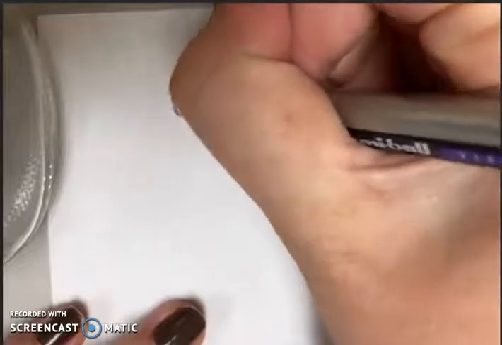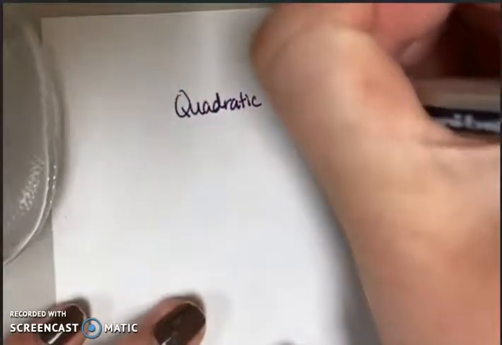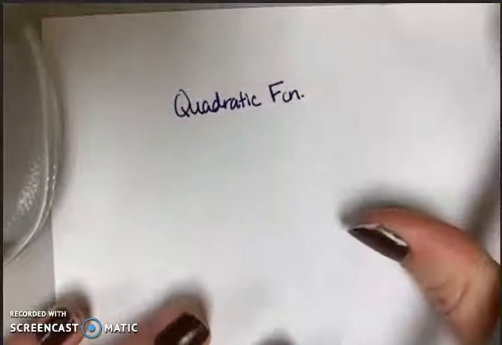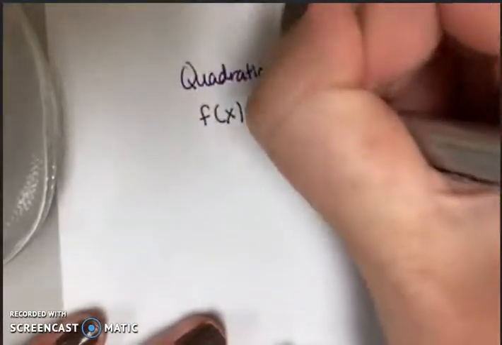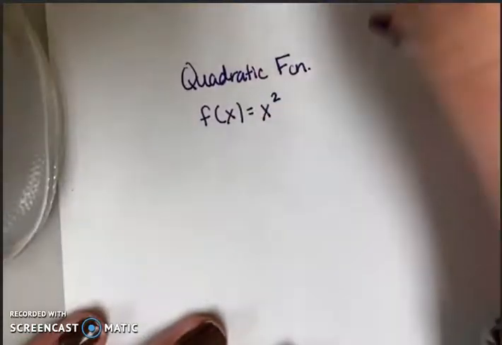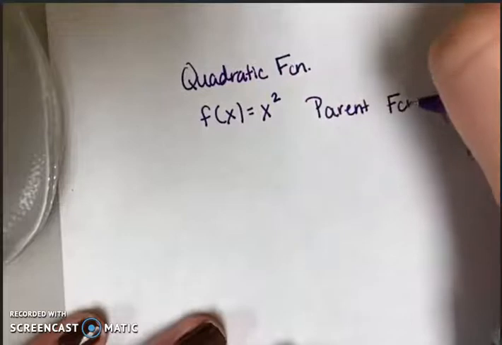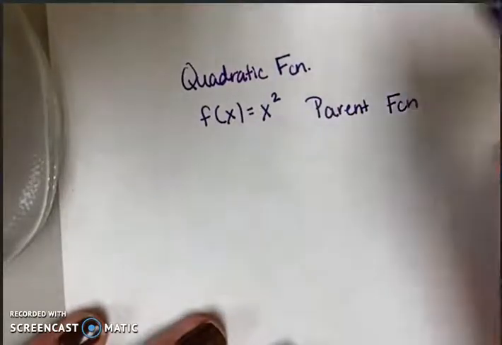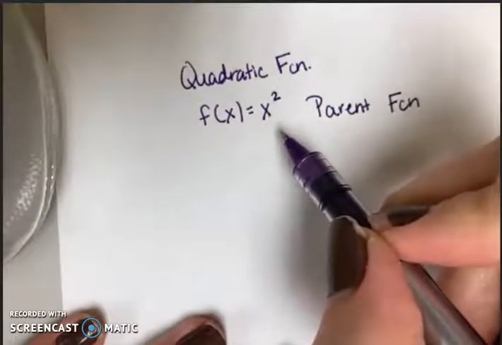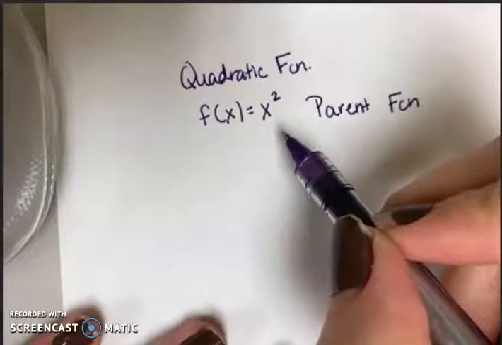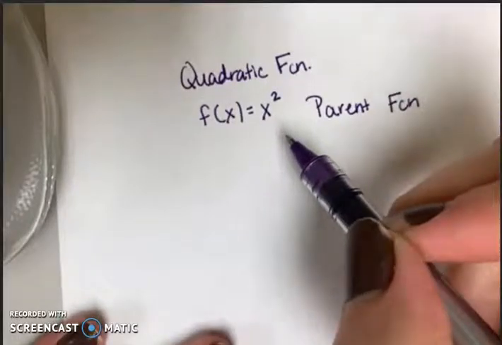I'd like to talk to you a little bit about the characteristics of a quadratic function. In order to do this, I'm going to use the equation f of x equals x squared. This is what we refer to as our parent function. It's essentially a quadratic function without any transformations at all. We already discussed this a little bit in class.